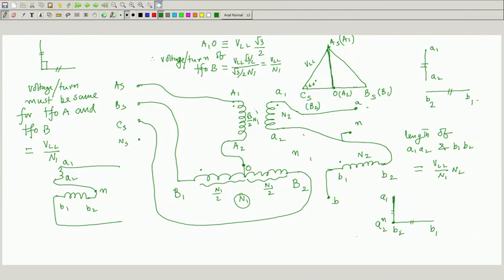In case of balanced two phase voltage, and this I will say as the line to line voltage, the line to line voltage will be root 2 times the phase voltage, you can easily understand. So, so far so good. So, this is what the Scott connection is.